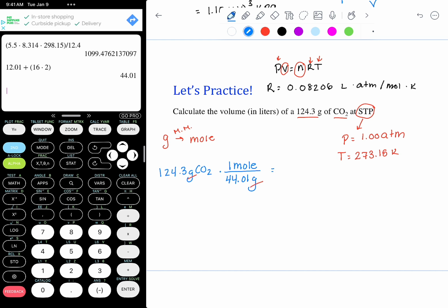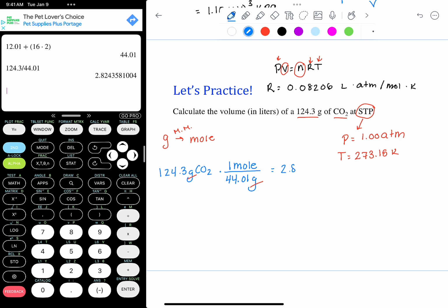in order to have grams cancel and be left with moles of CO2. So we'll take 124.3, divide by 44.01, and we get 2.8244 moles of CO2. So now we have moles, we have P and we have T, and we can now solve for V. So let's do that. Our pressure was 1 atm. We're solving for V, which is the volume. Our n we just calculated as 2.8244.